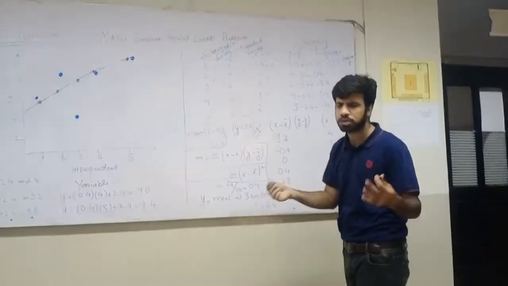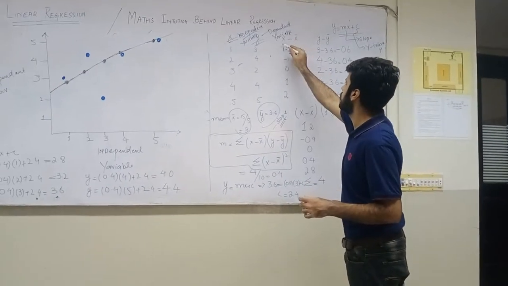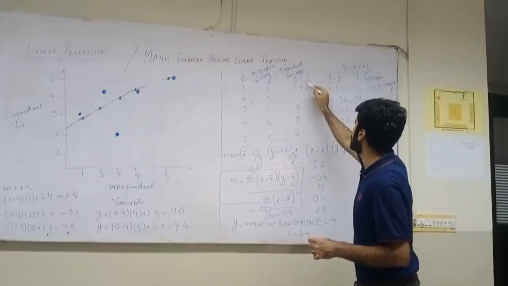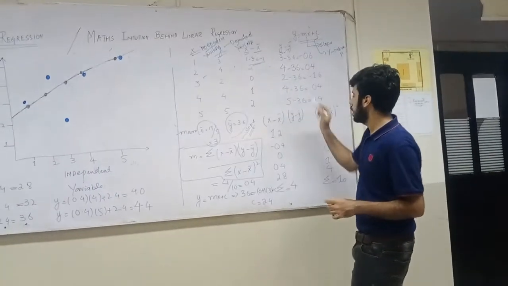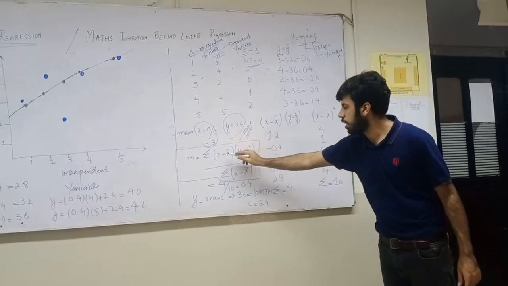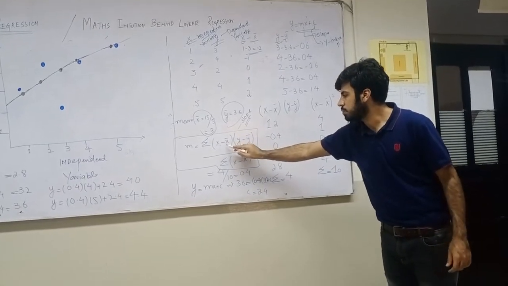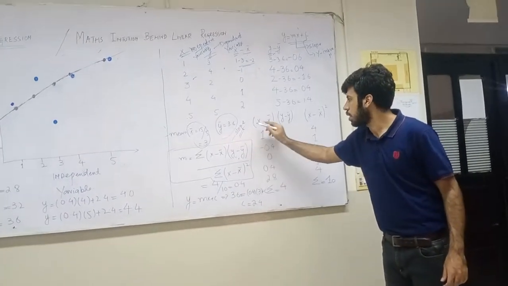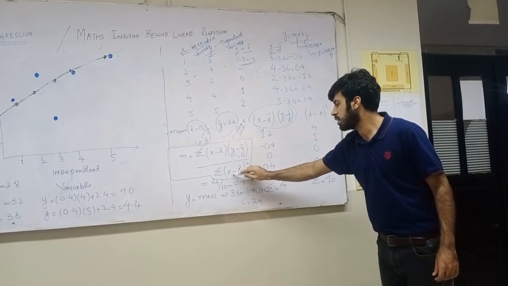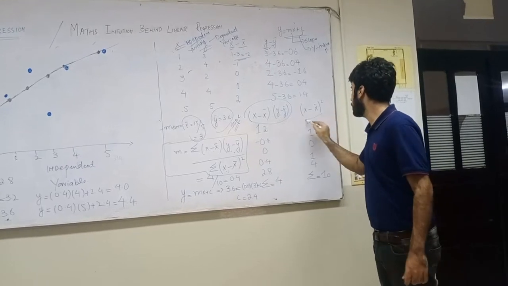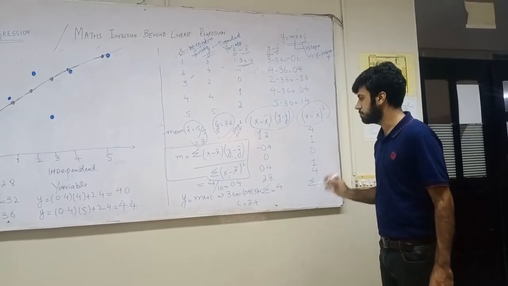You can calculate and recheck it as well. And this I have calculated x minus x mean. These are the values coming. And here it is y minus y mean as well. And here, as per the formula, I have to multiply x minus x mean with the y minus y mean. So I have done the multiplication, and here we have to calculate the x minus x mean squared. So here I have calculated the x minus x mean squared.